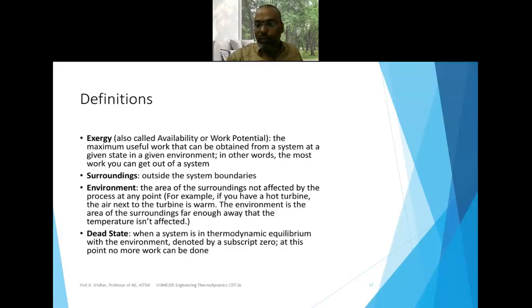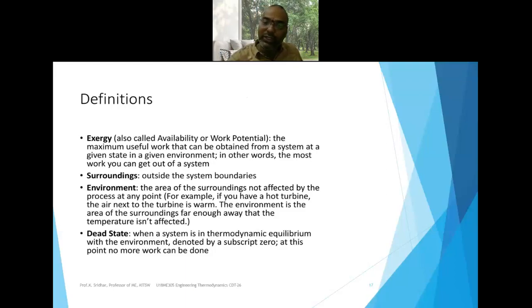the pressure corresponding to the dead state condition is P naught, the volume corresponding to the dead state condition is V naught, and the temperature corresponding to the dead state is T naught. These are the three important thermodynamic parameters normally used in thermodynamics. At this point, no more work can be done. Whenever the system approaches the dead state, the work capacity or work potential ceases. So no more work can be done at the dead state.